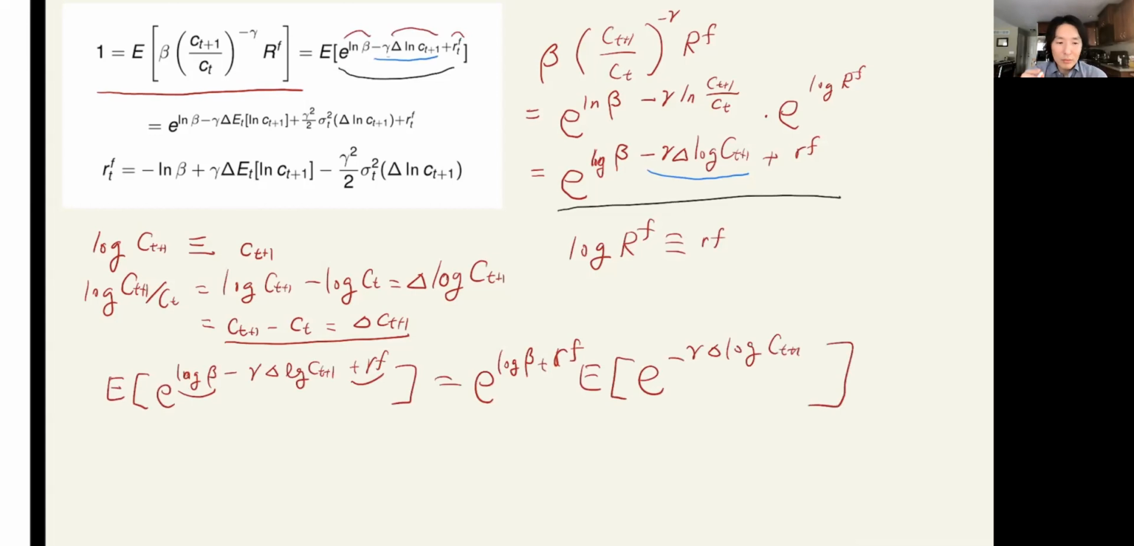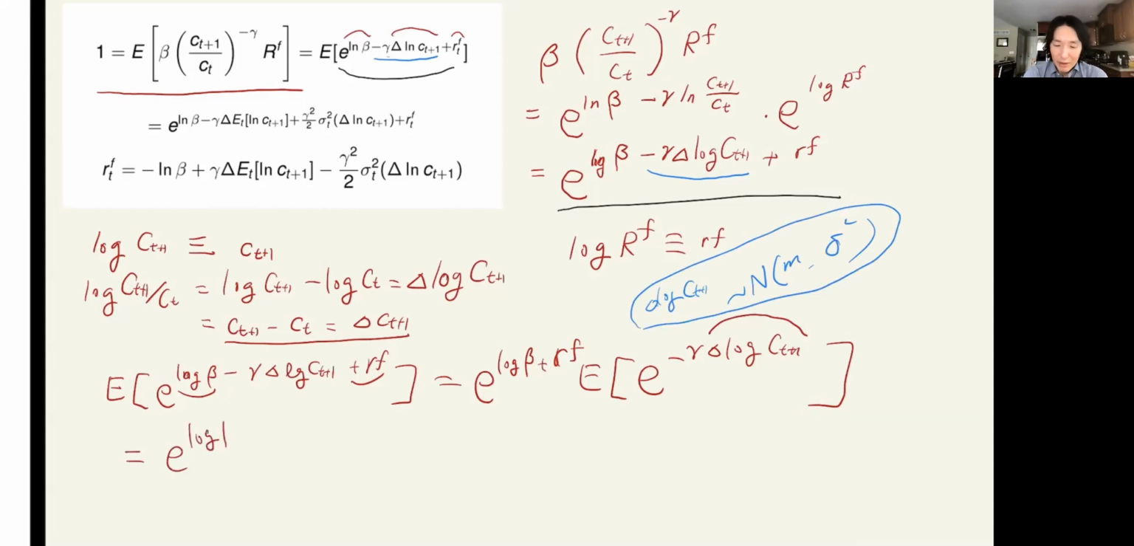Okay. Now, given that this thing here is a random variable, normal random variable, and let's just call it with mean m and variance sigma squared. Okay. So in other words, delta log ct plus 1 is a normal random variable like this. Okay, let's just suppose that's the case. Then what do we have here? Finally, it's the log of beta plus rf times e to the minus gamma of m plus a half of the gamma square sigma squared.